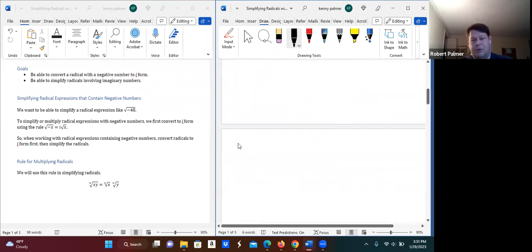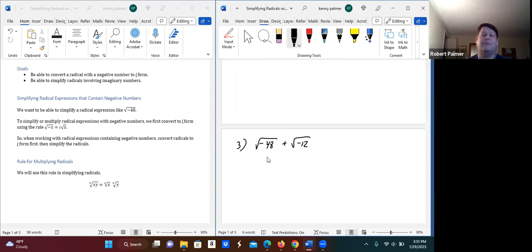Let's just start here on page number 2. So number 3, this time let's say we're actually adding a couple of radicals. So the square root of negative 48 plus the square root of negative 12.